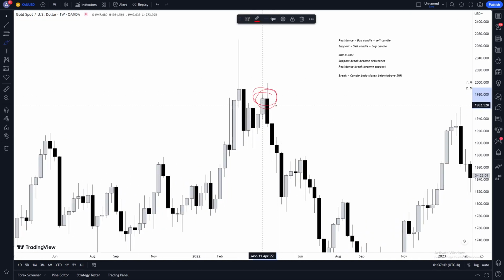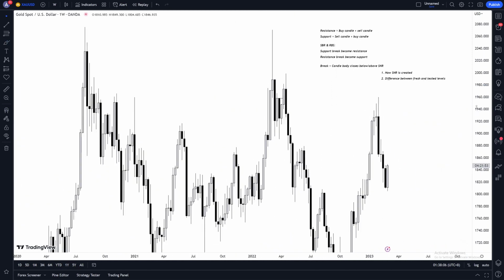Price here broke this resistance. Why is this a resistance? Very simple. Buy, sell candle. Draw the resistance up. Oh, this candle comes in. Okay, I'm expecting it to reject here. Oh no, it broke up. It rejected at the top. That's not the question I'm asking you. Did this break? Yes. Why? Candle body closed above the resistance.